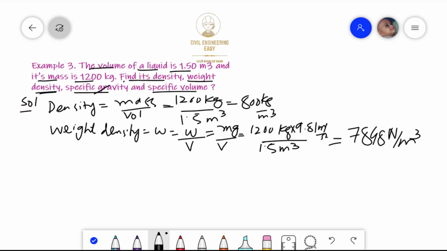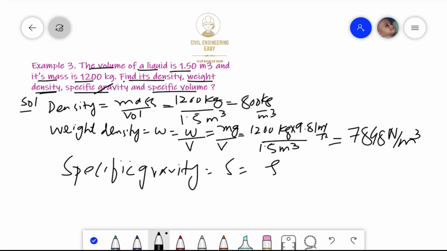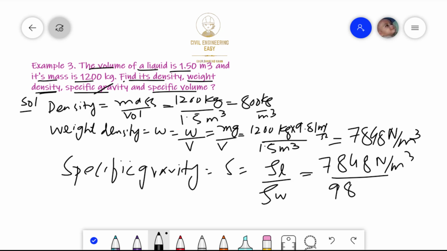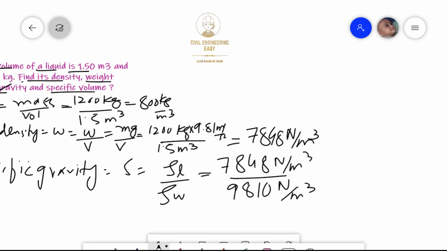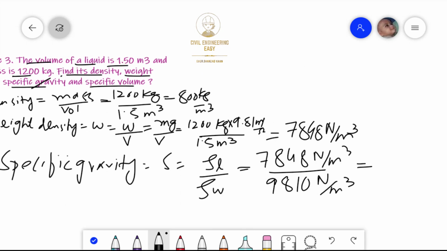In the third step, we need to find out the specific gravity. We know that the specific gravity is equal to the density of liquid divided by the density of water. The weight density of the liquid is 7848 Newton per cubic meter and the weight density of water is 9810 Newton per cubic meter. In order to solve this, we will get the specific gravity of the liquid, that is 0.8.